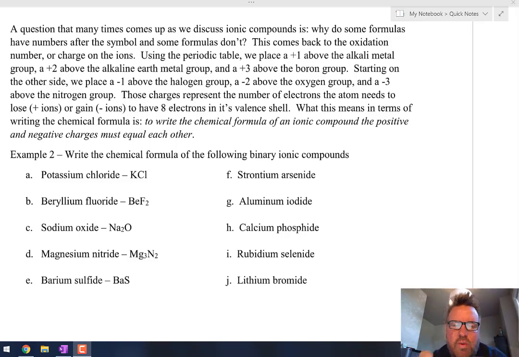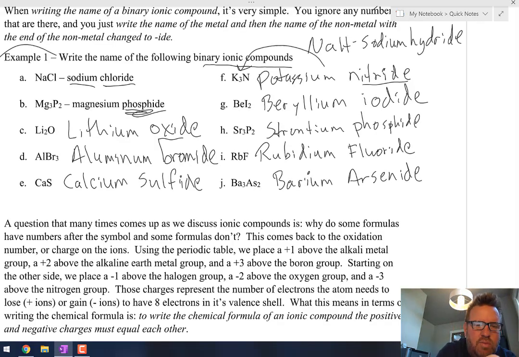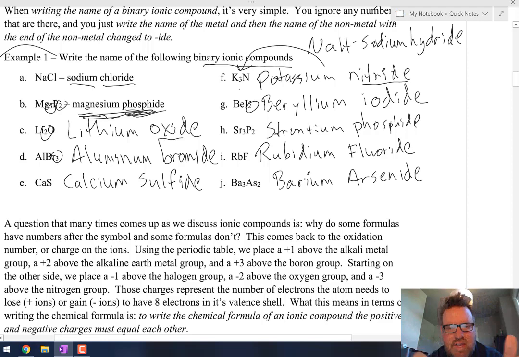Okay, and again, the reason that this is a little bit more challenging than our previous one is because now we have to worry about those numbers. When we go back to what we looked at in our previous video, we saw that when we wrote the names, it had nothing to do with the numbers, but clearly on a lot of these there are some numbers. So when we write these chemical formulas from the names, we have to consider those numbers.